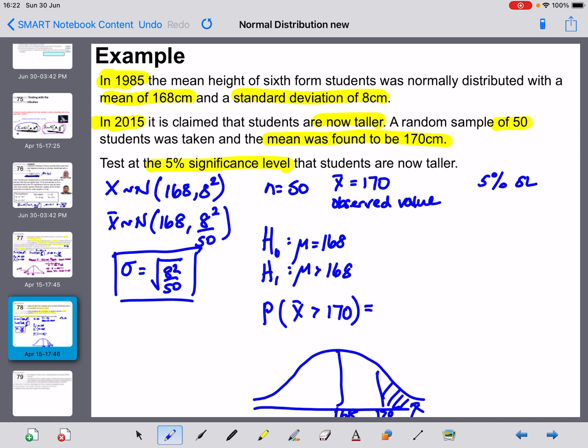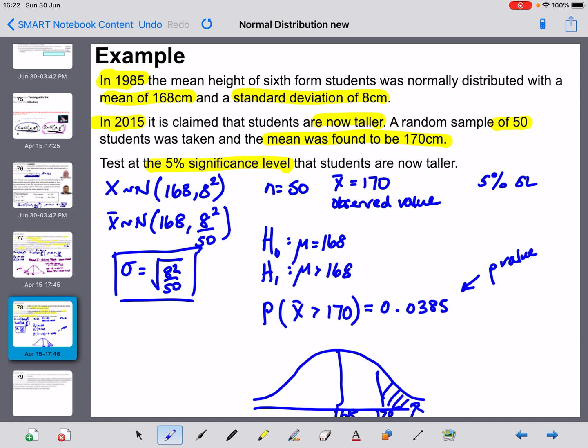Well, the probability is 0.0385. So that's our p-value. What does that mean? Well, there's only a 3.85% chance of getting 170 or more, which is smaller than 5%. So there's only a 3.85% chance. That's smaller than the significance level. So there's a tiny percent chance of it happening, but yet it's happened, then that must be significant.